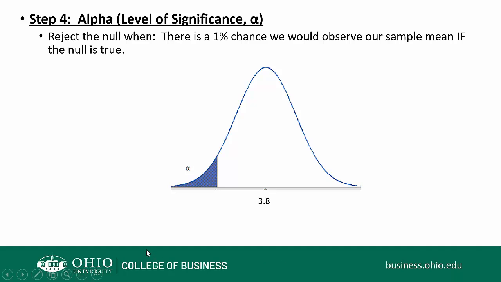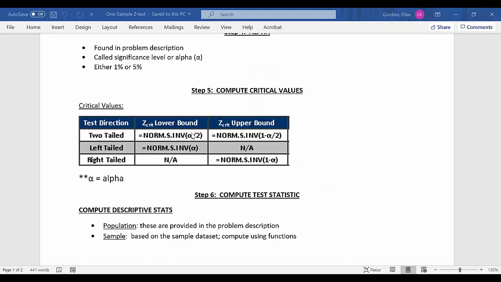If we find or observe a sample mean that's in the bottom 1%, we will reject the null hypothesis and will accept the alternative that the new processing time is less than 3.8 days. If our sample mean falls within this area, we'll fail to reject the null. In other words, we'll accept the null and we'll conclude that the new processing time is the same as the old.